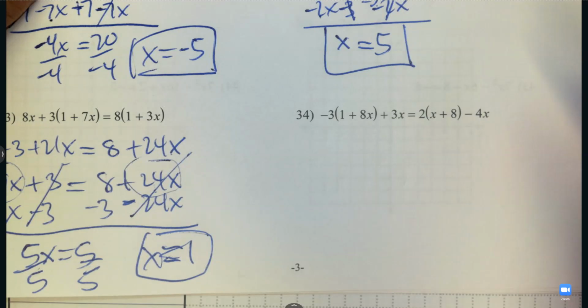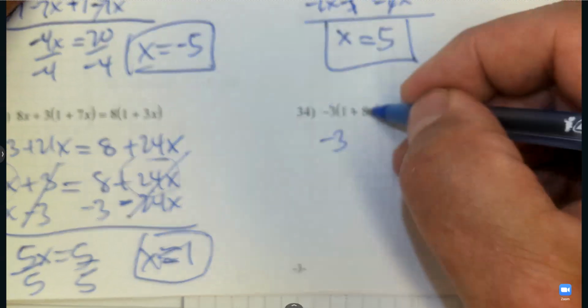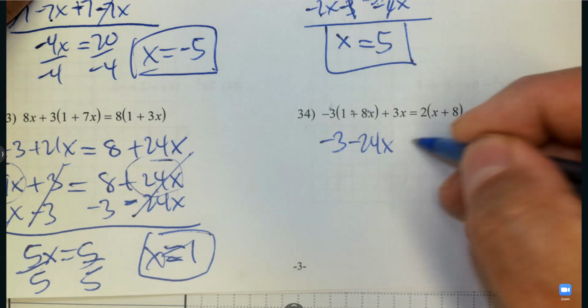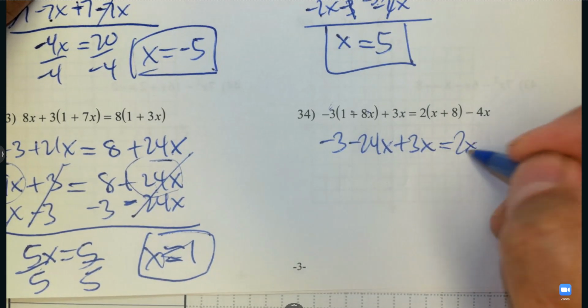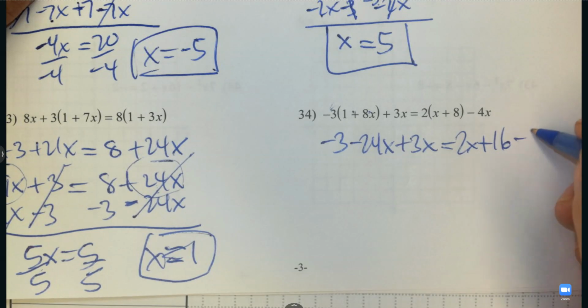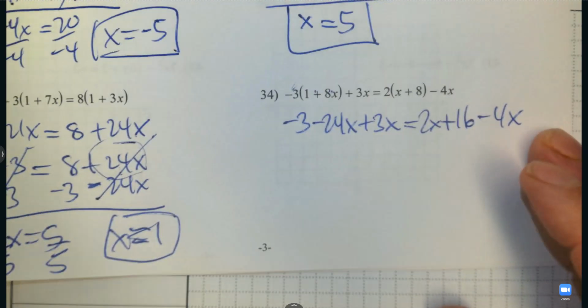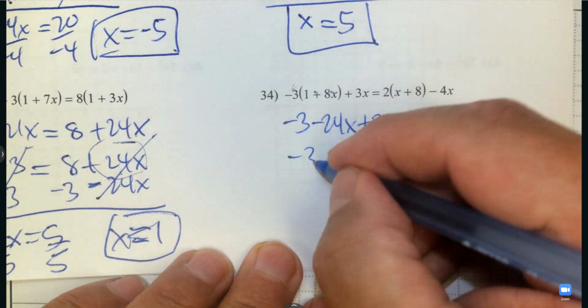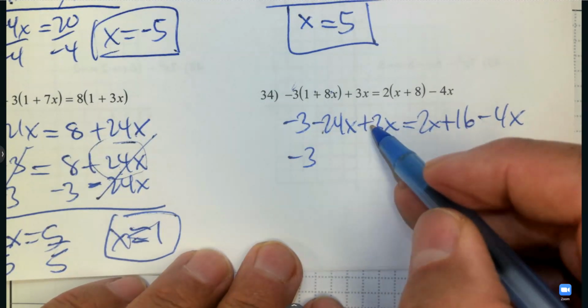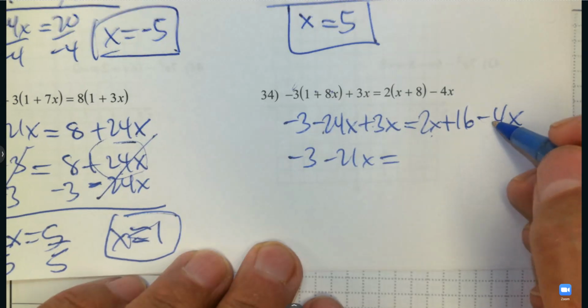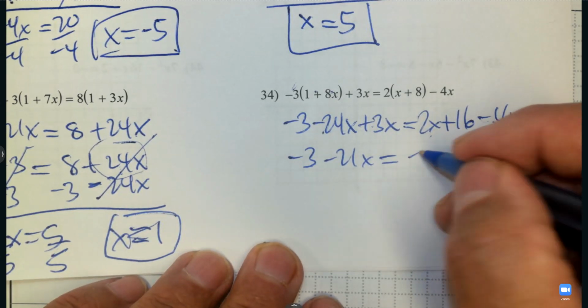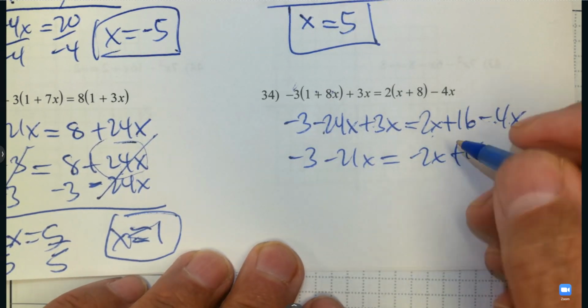I think it's the last one like this. -3 times 1, -3 times 8. The 3x is not in the parentheses. Again, 2 times x and 2 times 8. -4x is not in the parentheses. Then combine like terms. So -24 plus 3, how many more negatives do I have? 2 subtract 4, how many more negatives do I have? And then bring this together.